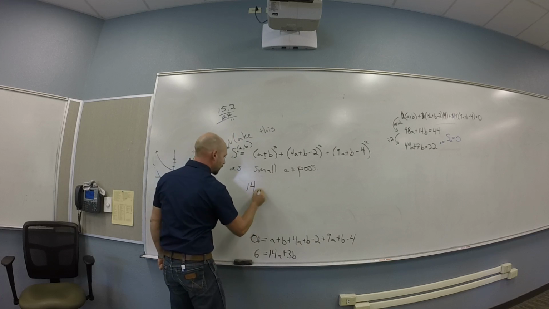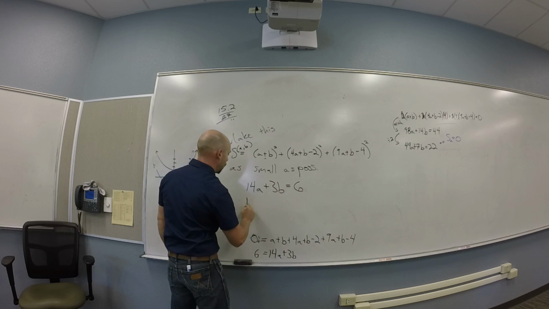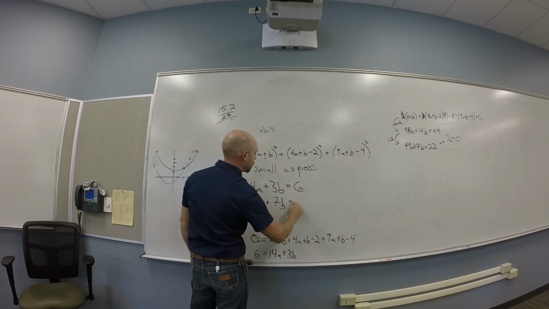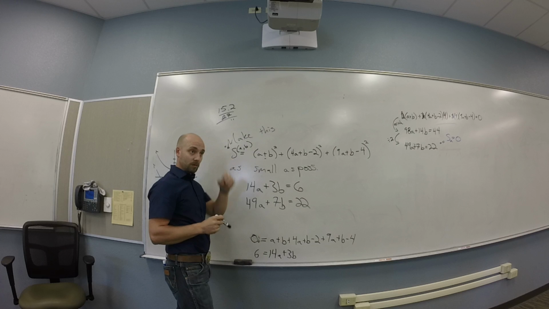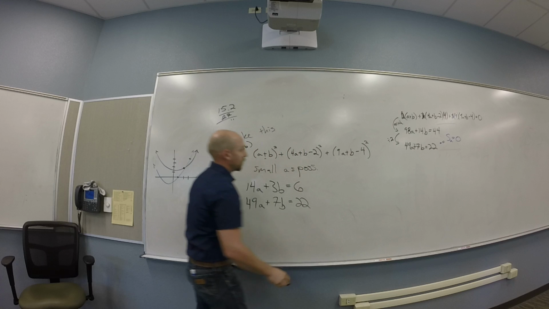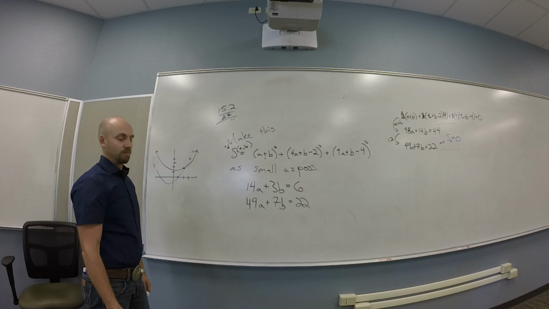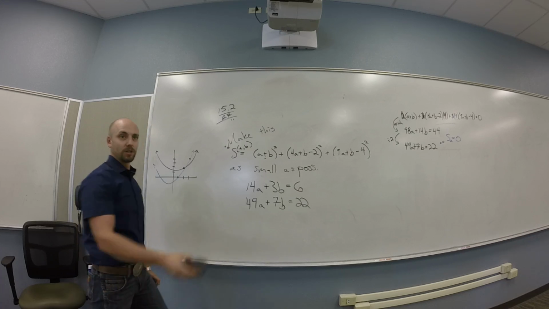But I've got 14a plus 3b is 6, and 49a plus 7b is 22. Now I just need to find the intersection, right? Okay. How do you do that? Solve for A, plug it into the equation, and then solve for B. Yeah, you could do substitution, you could do elimination. Probably I'm going to do elimination because I'm too lazy for fractions.